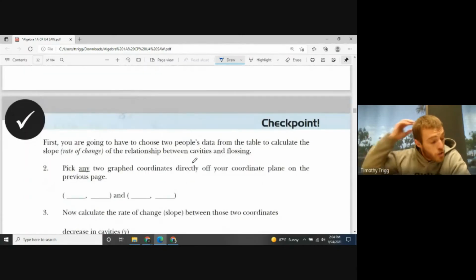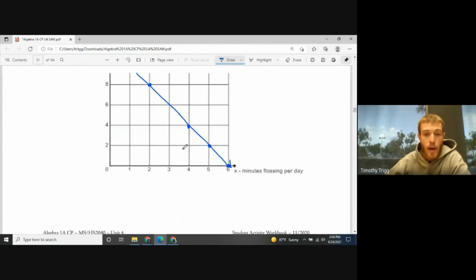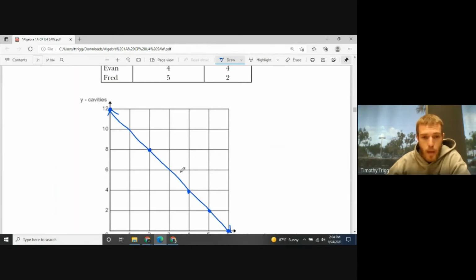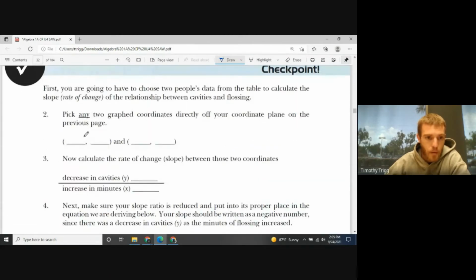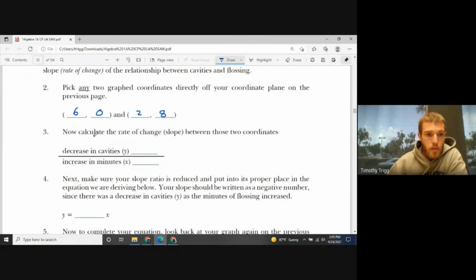So let's go ahead and pick 2 points. You can pick any 2 points that you have on your graph. So let's just go ahead and pick the first 2, 6, 0 and 2, 8. Now, it doesn't matter which 2 points you pick because the slope should come out the same no matter which 2 points you pick. So we need to figure out the rise and the run. So it went from 0 to 8 on the y.